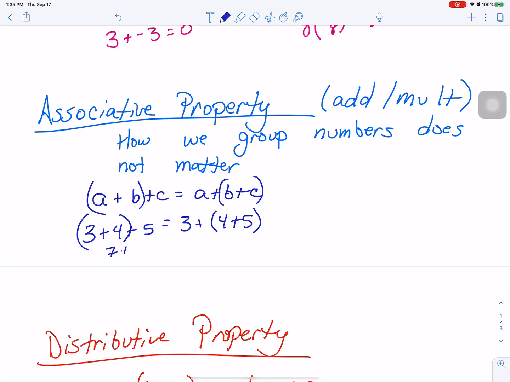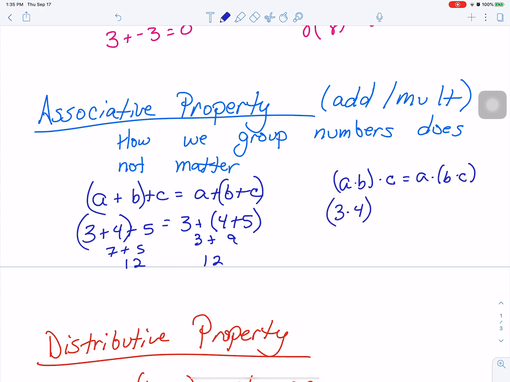So here we have 7 plus 5, which is 12. And here we have 3 plus 9, which is 12. So that would work every single time. The numbers stay written in the same order. We just put the parentheses around different numbers. If we're looking at multiplication, it's A times B times C is equal to A times B times C. So again, we're just moving the parentheses.